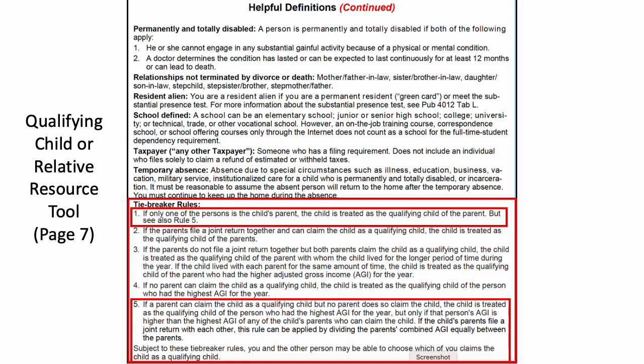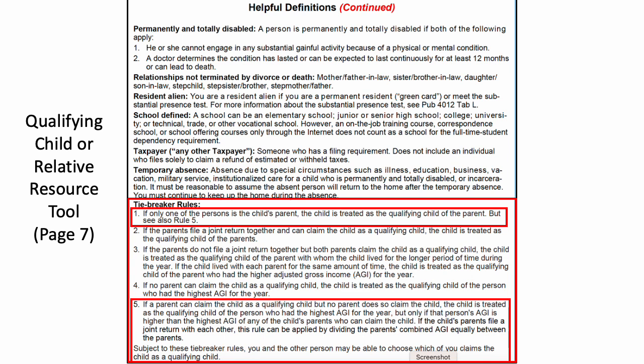If the child's parents file a joint return with each other, the rule can be applied by dividing the parents' combined AGI equally. Now at the very bottom too, it says, subject to these tiebreaker rules, you and the other person may be able to choose which of you claims the child as qualifying child. So number 1, Linda can claim Nancy as a qualifying child because she's the child's parent.